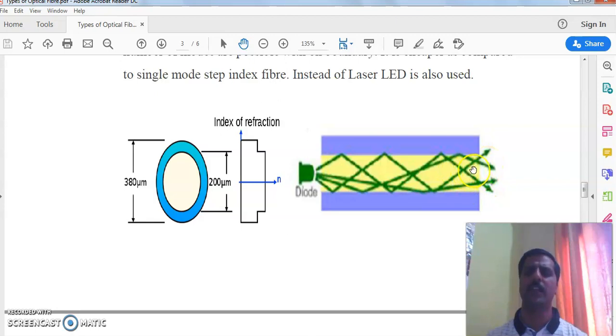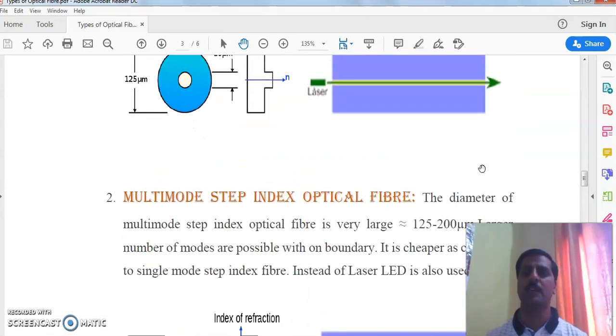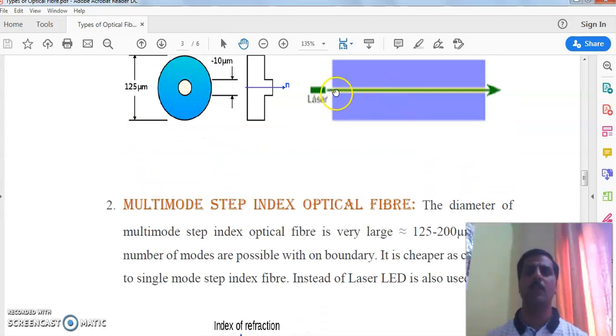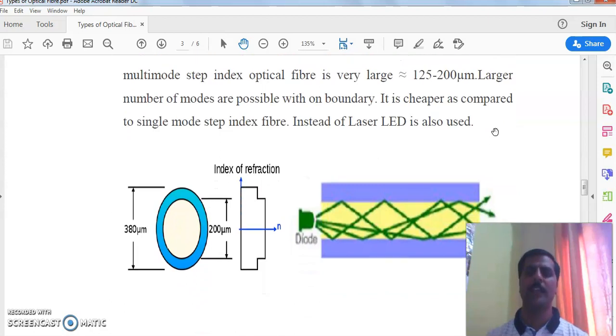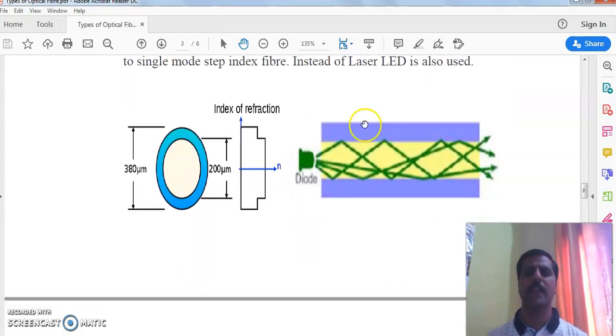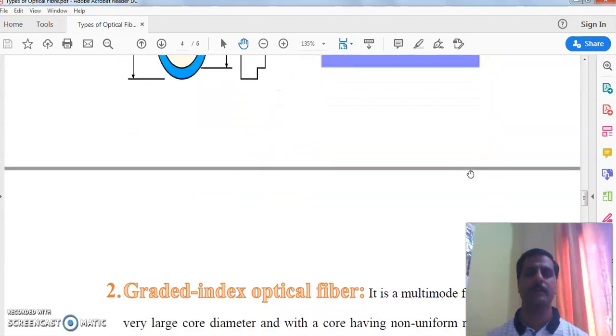So a little bit of dispersion appears in the output, but in the single mode there is no dispersion, because in single mode only one ray is transmitted, and that is only along the axis. That is, it only accepts the light along the axis, but it accepts the light from all the directions, and these light waves suffer total internal reflection and then reach the second end.